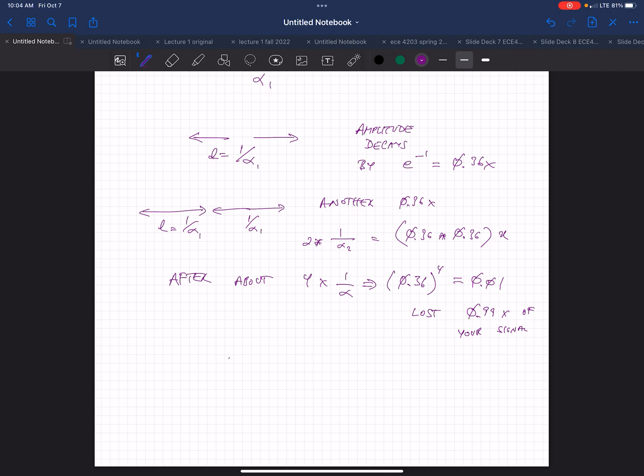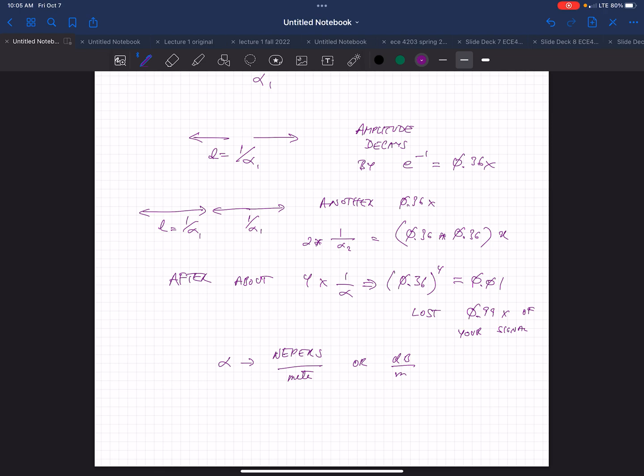Okay, so one last thing. Alpha is given in terms of nepers per meter or dBs per meter, or decibels per meter. All right, so that's the lossy case.